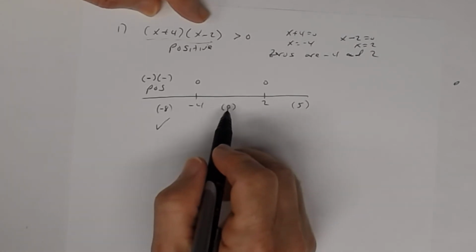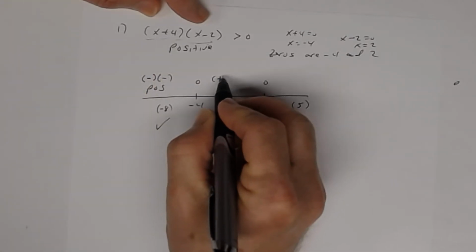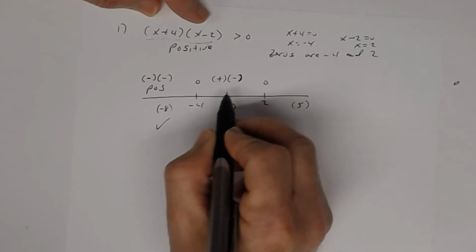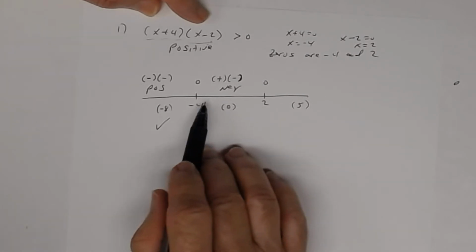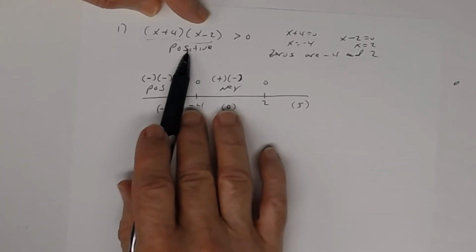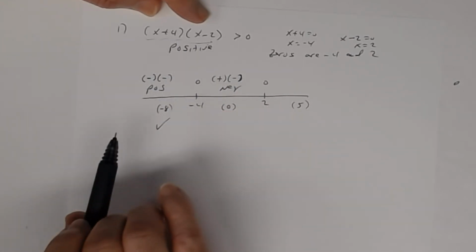Let's go to the next one, 0. Test point 0. If x is 0, 0 plus 4 is positive. 0 minus 2 is negative. A positive times a negative is a negative. Is this interval going to be a solution? No, because I need this product to be what kind of number? Greater than 0 means positive.